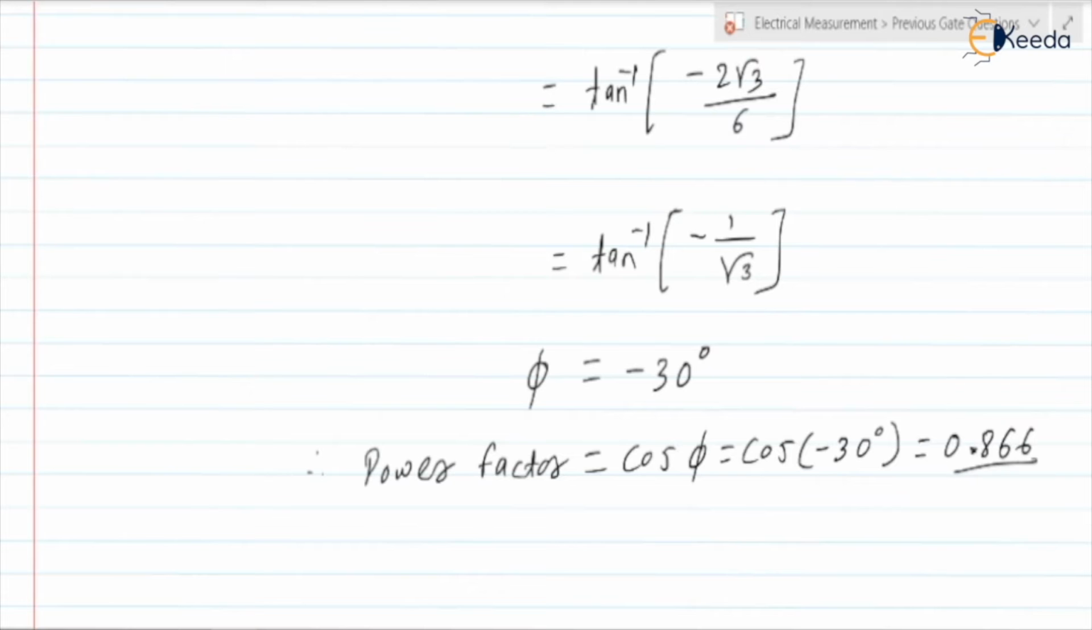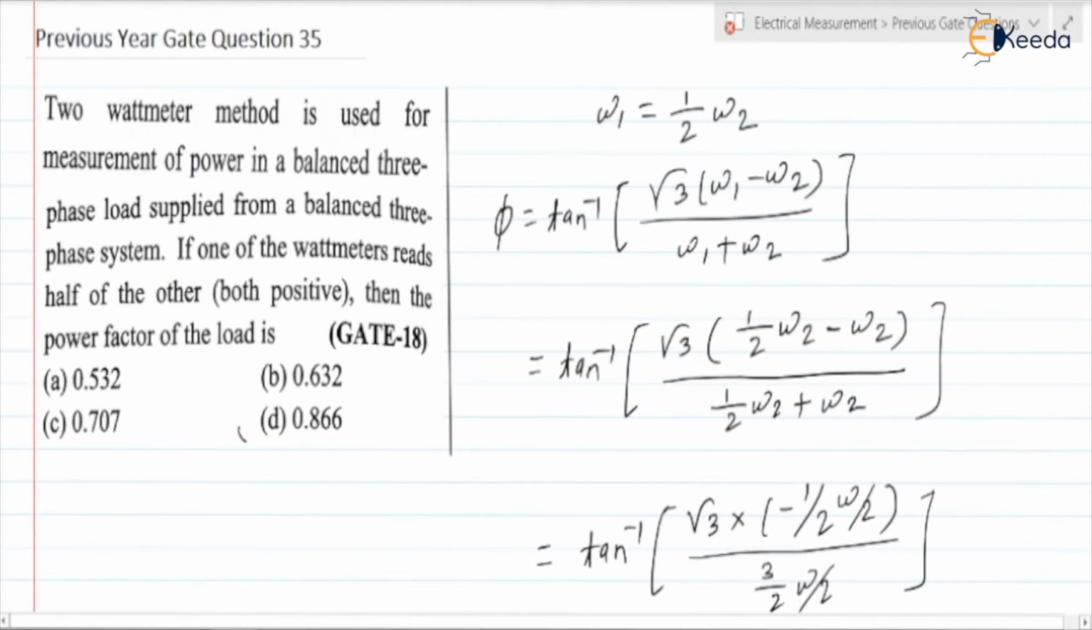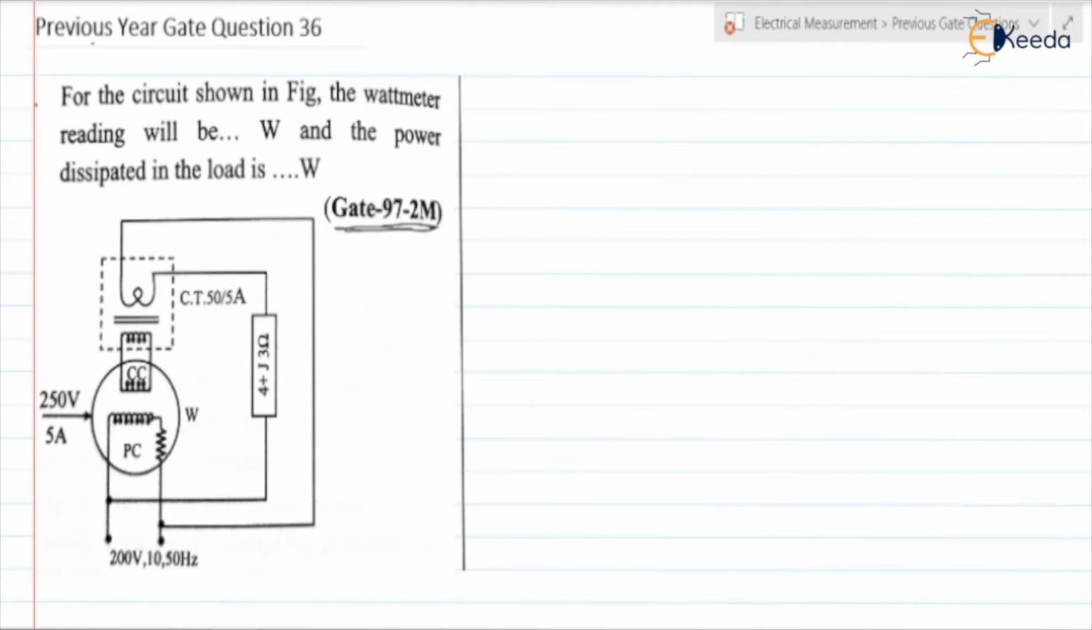Okay, 0.866. So if you check the options, the correct option is option D. So friends, this is about the previous year GATE question number 35. Previous year GATE question number 36. Let us read the question.